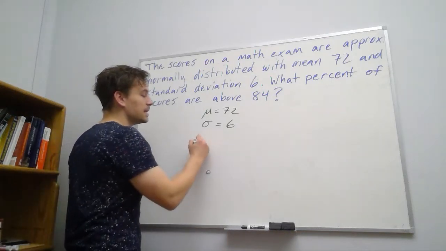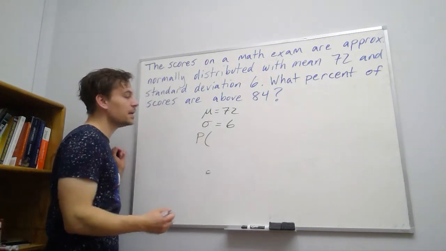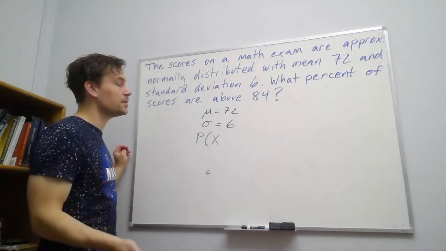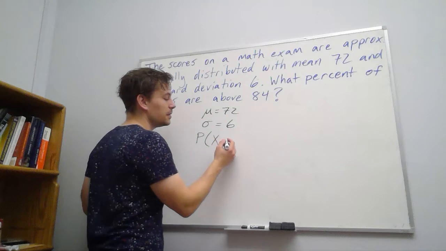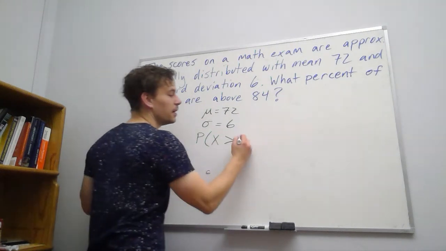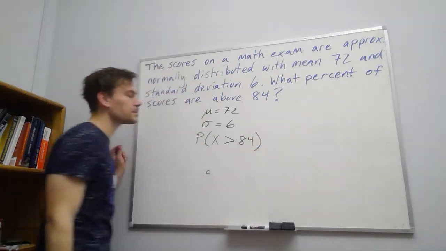So what we're really asking is what's the probability of our variable x being a single score, or what's the probability that a single score is above, so greater than 84.